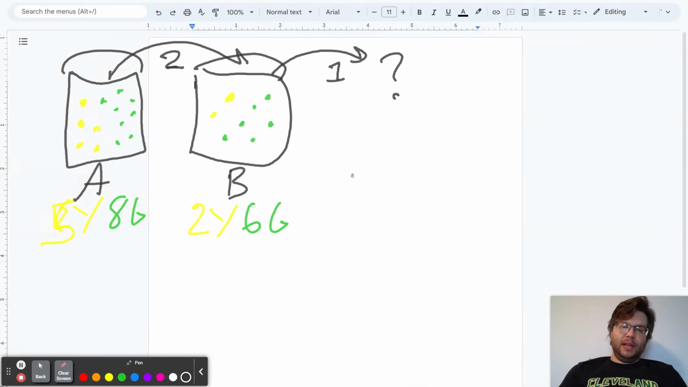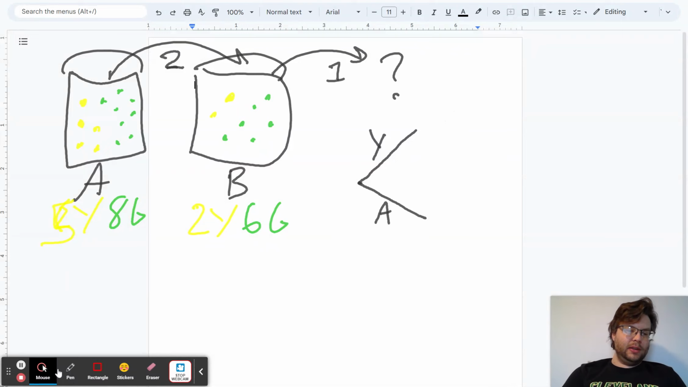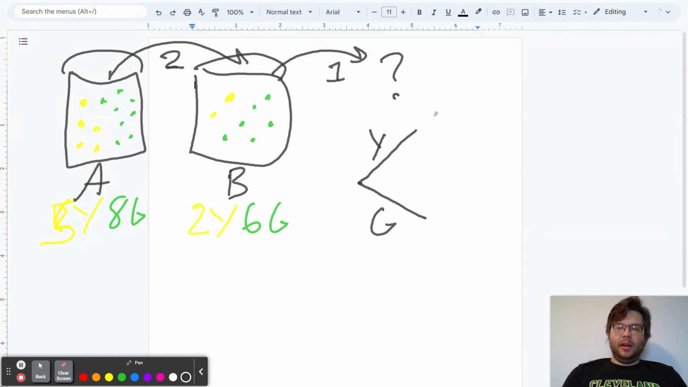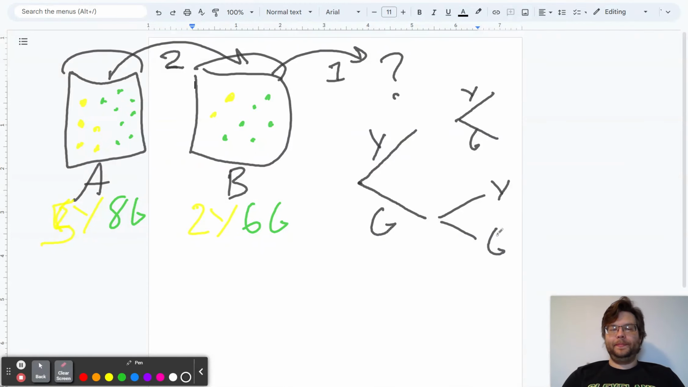So I'm going to make a tree diagram to represent what's going on here. The way I see it is that there are 4 different possibilities, really. The first marble that goes from jar A to jar B could either be yellow or green. Why did I write an A? That's funny. Sometimes you just write the wrong thing. Yellow and green. And then after that, we have a second marble that could also be yellow or green. So that's where the 4 different probabilities come from.